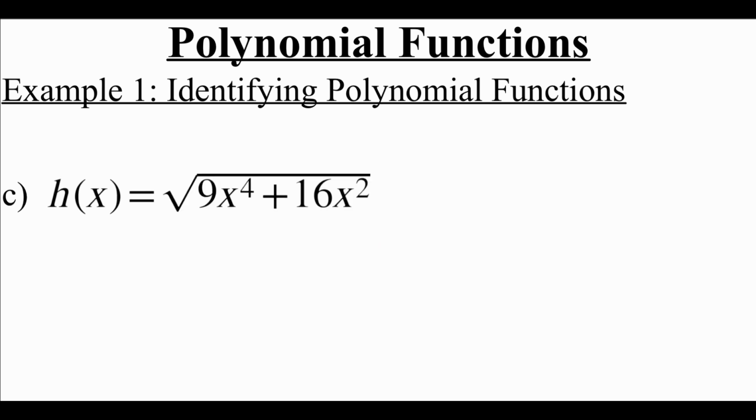As we take a look at our next function, we've got h of x equals the square root of 9x to the 4th plus 16x squared. And I see some polynomial things happening, but it's all underneath that radical. And the problem with this one is that we're not able to simplify that radical out of there. So having that square root in here makes this one not a polynomial.